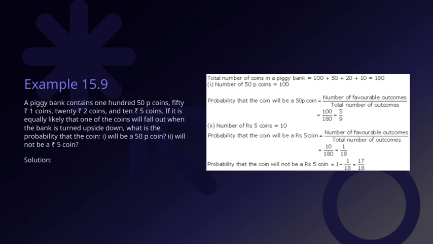the probability of drawing a 50 paisa coin is 5 over 9, and the probability of not drawing a 5 coin is 17 over 18. These calculations highlight how understanding the total count and individual counts helps us determine probabilities in such scenarios.